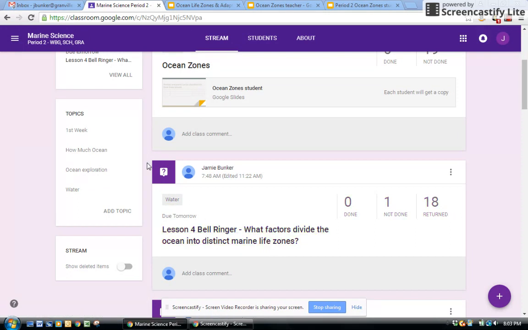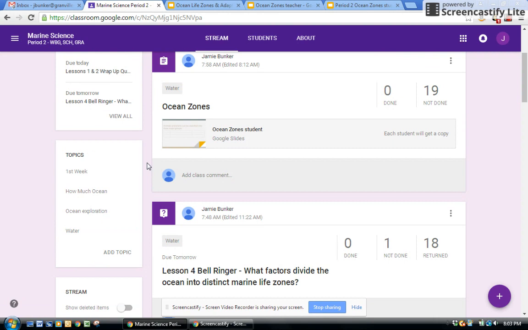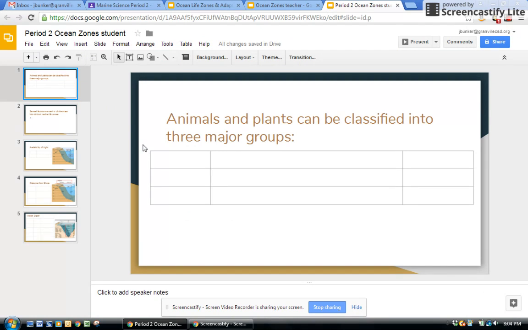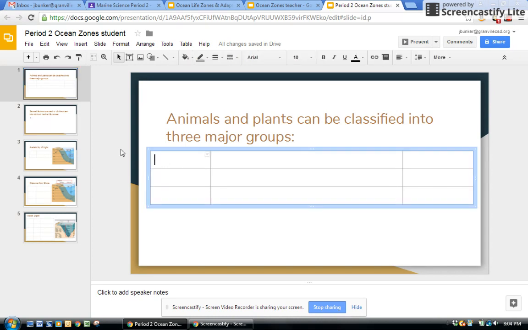So today we're going to take a look at the ocean zones. If you go ahead now and open up the slideshow at the very top of your page that says ocean zones, we're going to start with that. The first slide says animals and plants can be classified into three major groups. So we have three scientific terms that we're going to put on here.